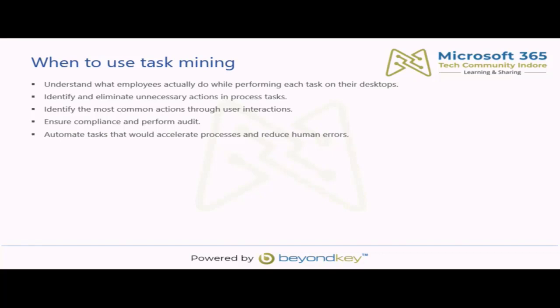Then identify and eliminate unnecessary actions. For example, I can go to a project, then go to that project, go to the task, and then fill in the timesheet. Instead, on a desktop I can directly fill in the timesheet and select my project and task. So these are repetitive actions.